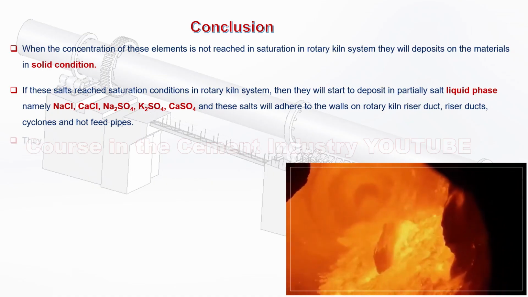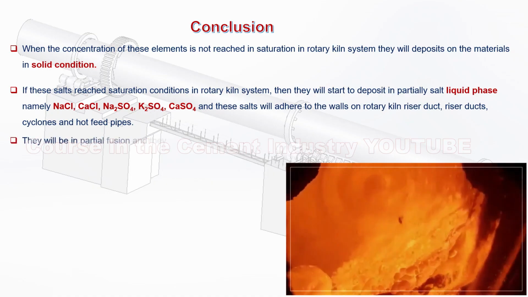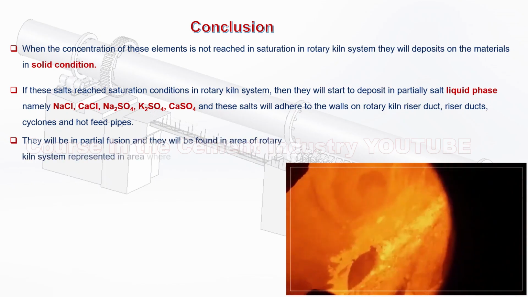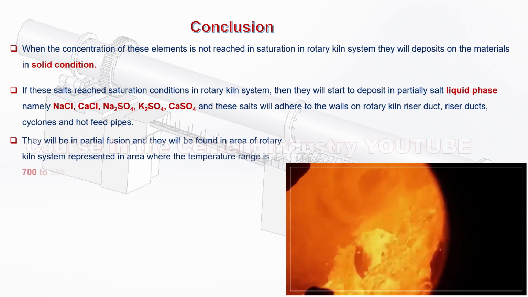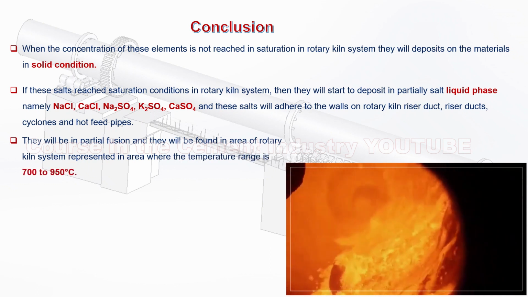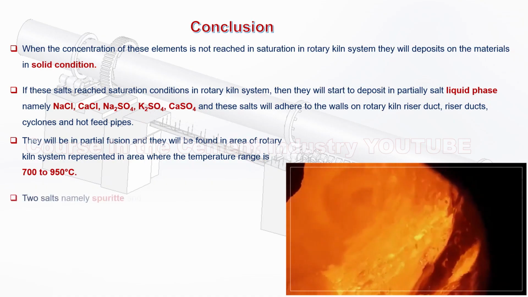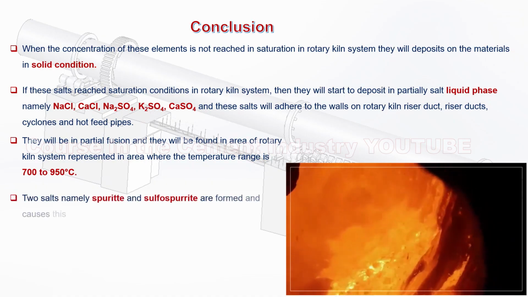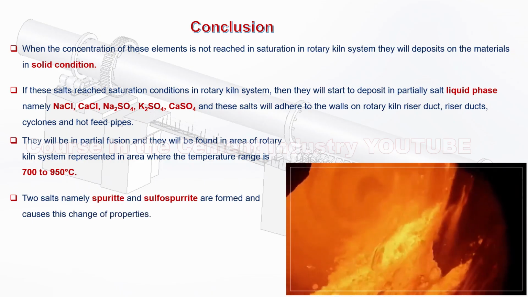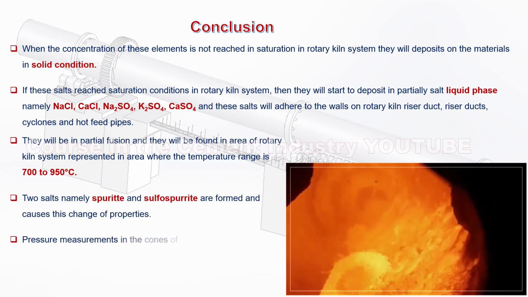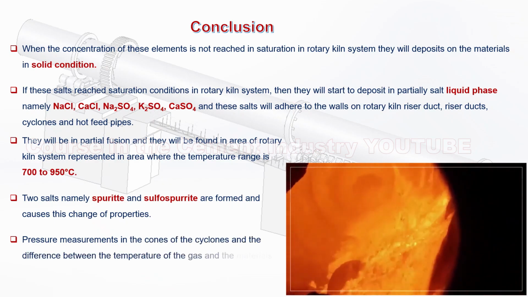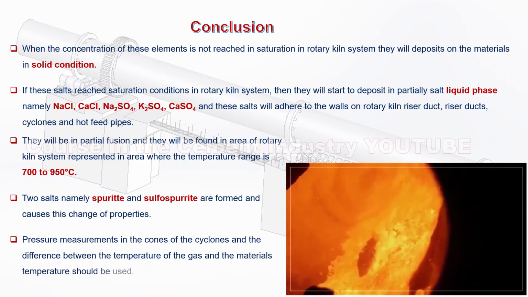8. They will be in partial fusion, and they will be found in the area of the rotary kiln system where the temperature range is 700 to 958 degrees C. 9. Two salts, namely spurrite and sulfospurrite, are formed, and cause this change of properties. 10. Pressure measurements in the cones of the cyclones, and the difference between the temperature of the gas and the material's temperature, should be used.